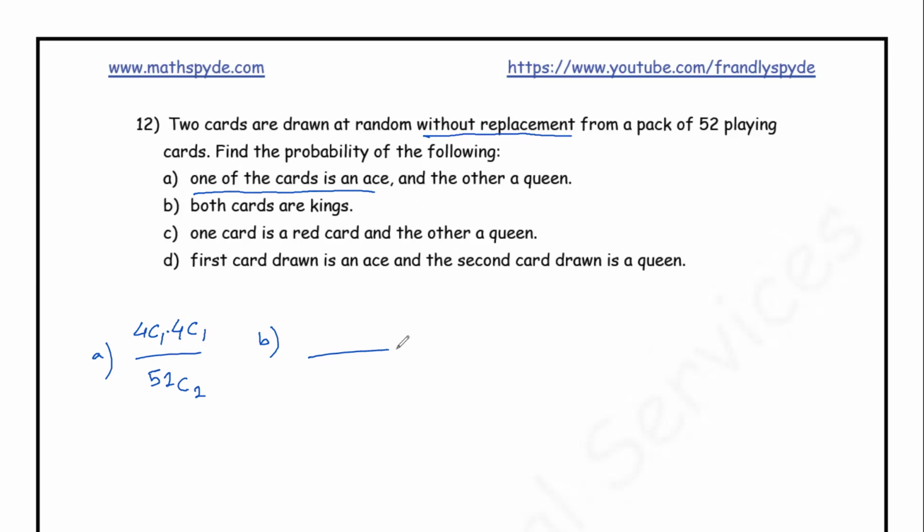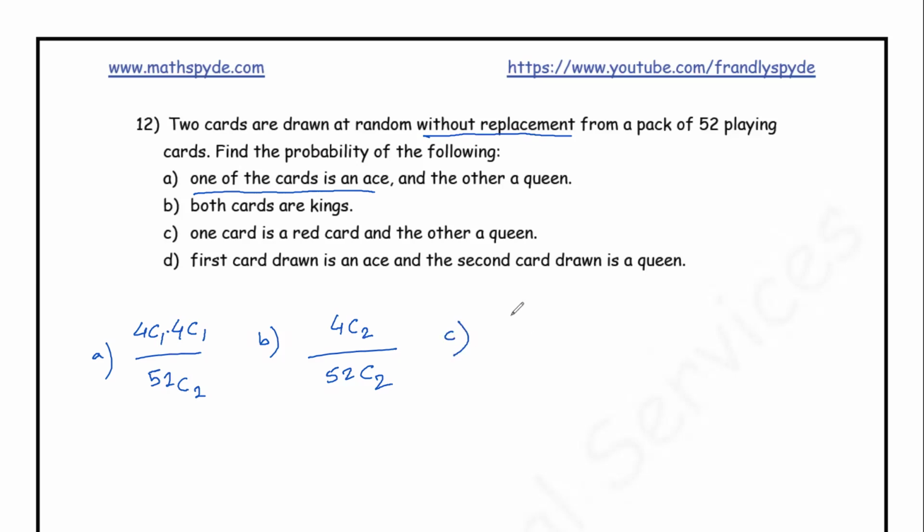Both cards are kings. So again, always follow this. Write down the total outcomes first, so that you can imagine 52 C2 possibilities. And from those possibilities, that's your set. And within that, you have a subset, which is both cards are kings. So 4 C2.